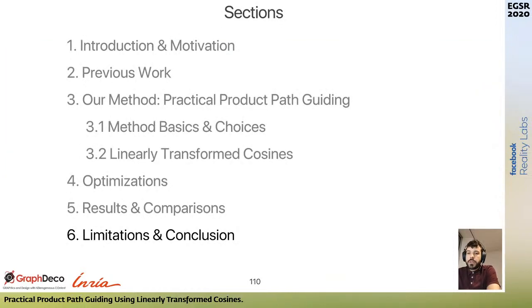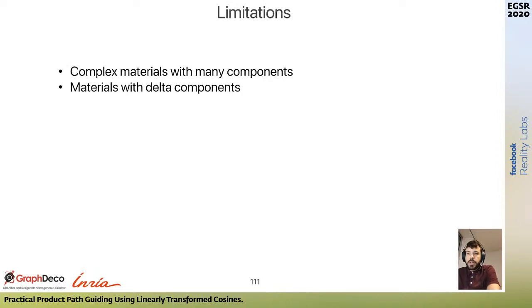Finally, let's talk about some limitations and conclude the presentation. Our method's overhead increases linearly with the number of components. For that reason, materials that have many components will benefit less from this product sampling. In addition, we don't guide materials with delta components.